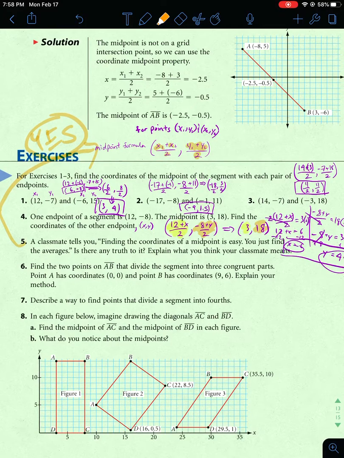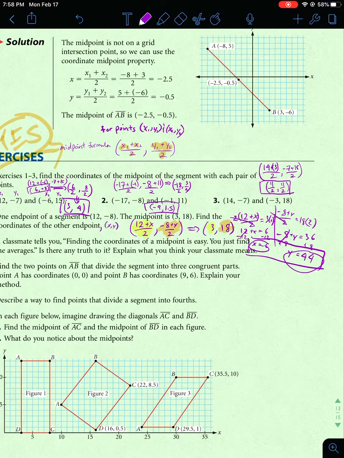You can also reason through it a couple ways. I'll have you check that with whatever you wrote. Number 6. Find the two points on the segment AB that divide it into 3 congruent parts. Oh gosh, explain your method. 3 congruent parts. So this one involves a bit more thinking. The points are 0, 0, and 9, 6. You can sketch a little picture over here. I think it's all going to be positive, so it's going to look something like this.